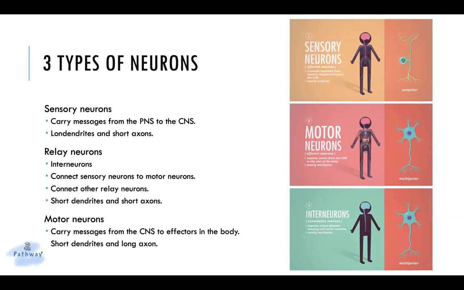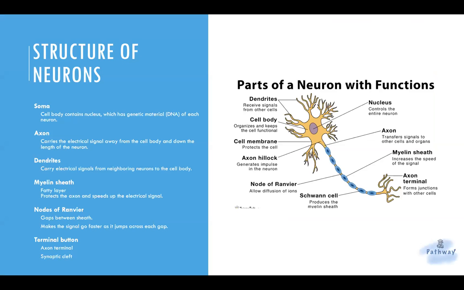So let's take a look at its structure. Some neurons are less than a millimeter in length, while others are up to a meter long. Still, they all have a similar basic structure, as you can see on the right side.